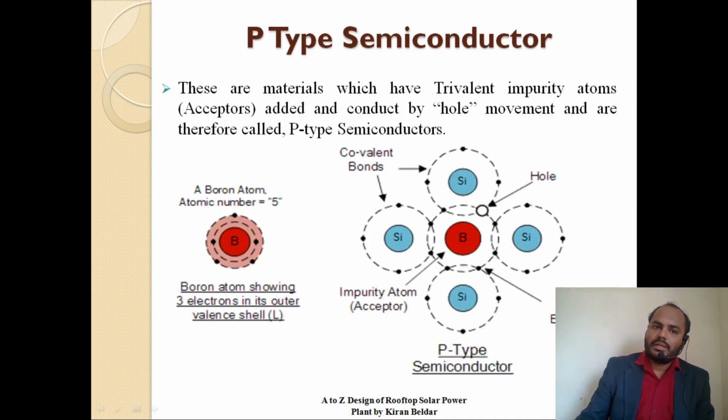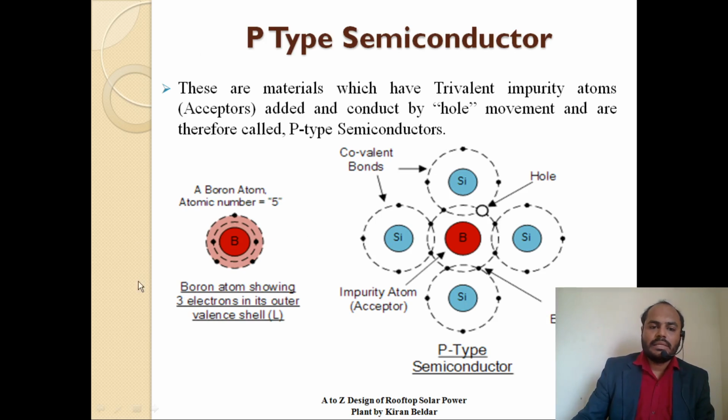P-type semiconductor. These are the materials which have trivalent impurity atoms, that is acceptors, added and conduct by hole movement, and are therefore called p-type semiconductors. Basically, while differentiating semiconductor material under the extrinsic type of semiconductor, this p-type semiconductor exists.